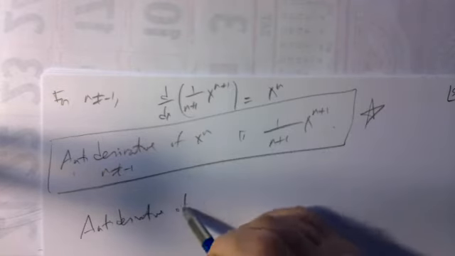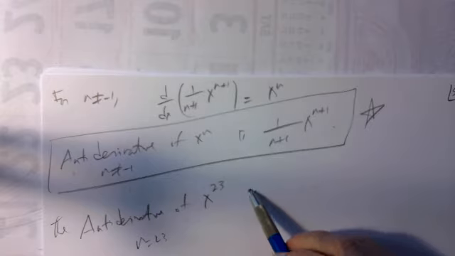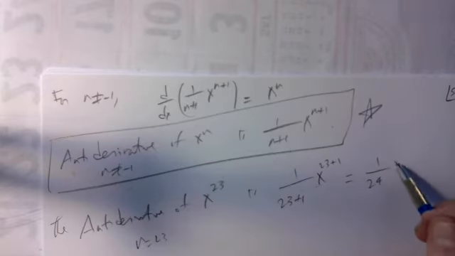So, for example, what is the antiderivative of x to the 23? Well, when n is equal to 23, the antiderivative of x to the 23 is 1 over 23 plus 1 x to the 23 plus 1, which is known to the world as 1 over 24 x to the 24. You differentiate this function, you get x to the 23. Any questions about this?